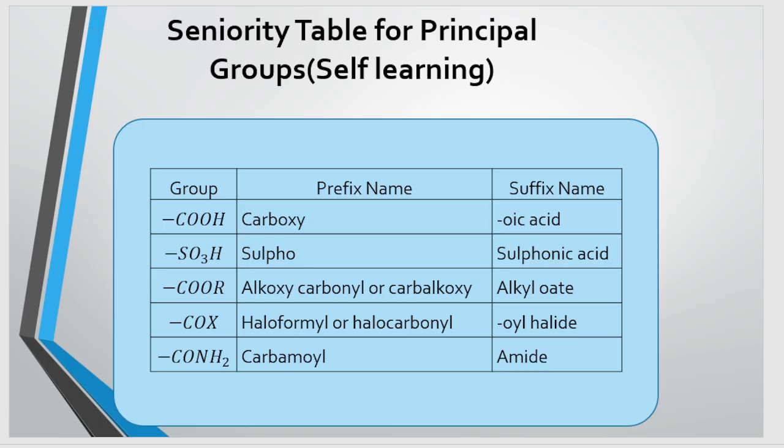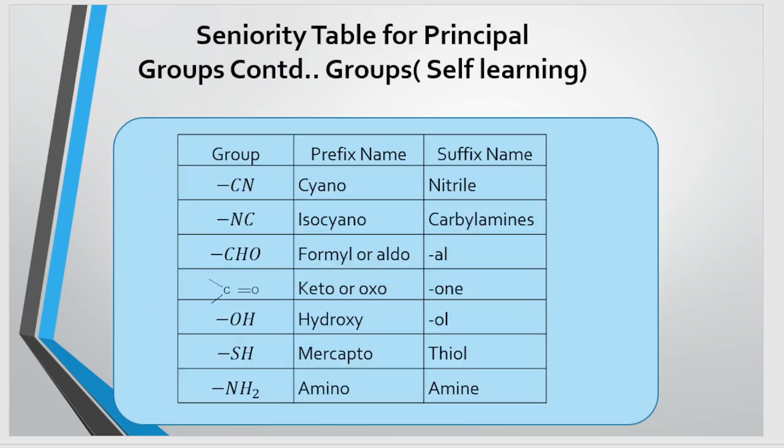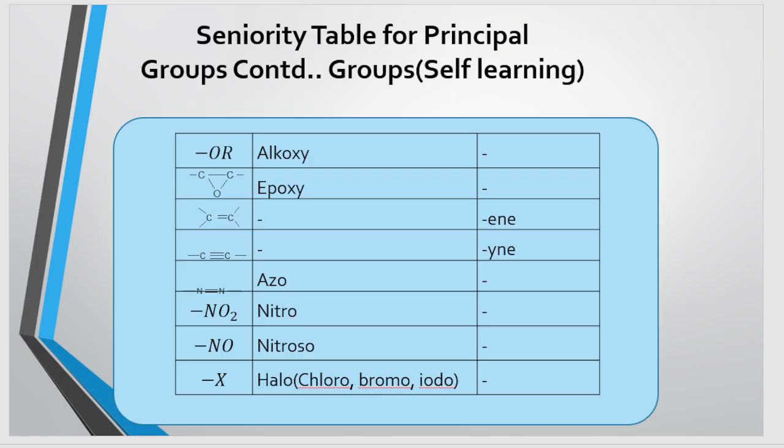Okay, now listen here. Suppose if we consider the group CN, it is cyano, or you can say nitrile; isocyano, carbylamine for NC. For CHO, it is formyl or al. For CO, it is keto and the suffix is one. For OH, it is hydroxy and the suffix is ol. For SH, it is mercapto and the suffix is thiol. For NH2 it is amino, whereas the suffix name is amine, right? So let us see the last table in this video.